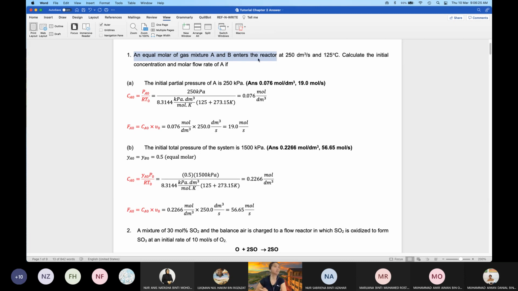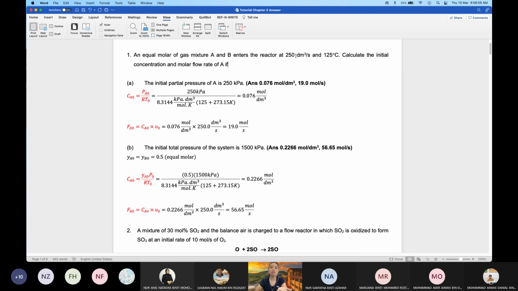Okay, next they say it enters the reactor at 250 dm cube per second. So when you see the number and the unit, it's important for you to know what that means. From the unit, you know dm cube is volume, second is time. So volume per time is volumetric flow rate. But you do understand that volumetric flow rate has an initial and a final value.